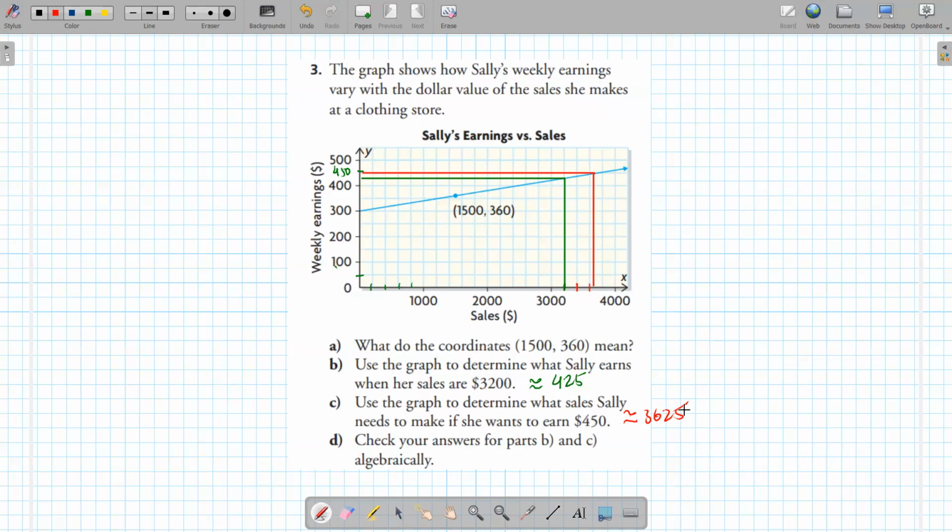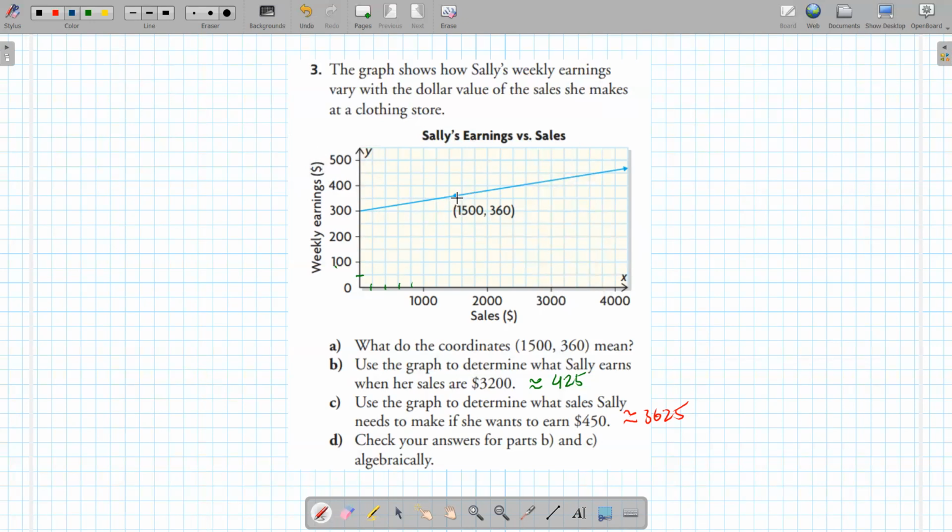Check your answers for B and C algebraically. All right, so we can do that. How do we find the equation in this case? How do we get an equation from a graph? Any ideas? You have the y-intercept, that appears to be $300, right? All you need now is the slope, and then you'll have the equation.